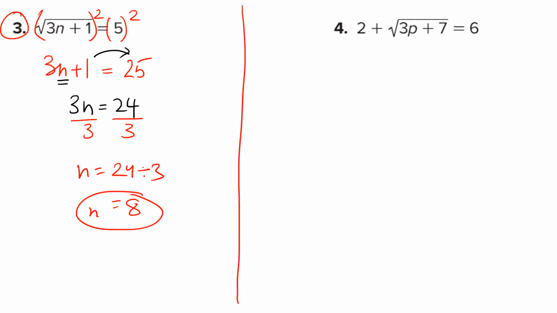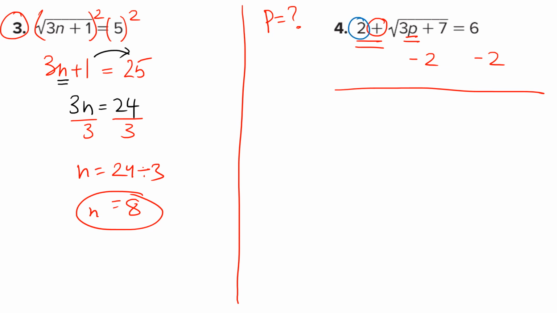First, see what the variable is. The variable is p, which means in this question we have to find the value of p. Now here you see that with the radical sign there is an additional plus 2. We want to get rid of this 2 because we want to isolate the radical sign. So on both sides, in step 1, I'm going to subtract 2. The reason is I want to remove this 2 which is with the radical. So now it goes and I'm left with the square root of 3p plus 7 equal to 4.